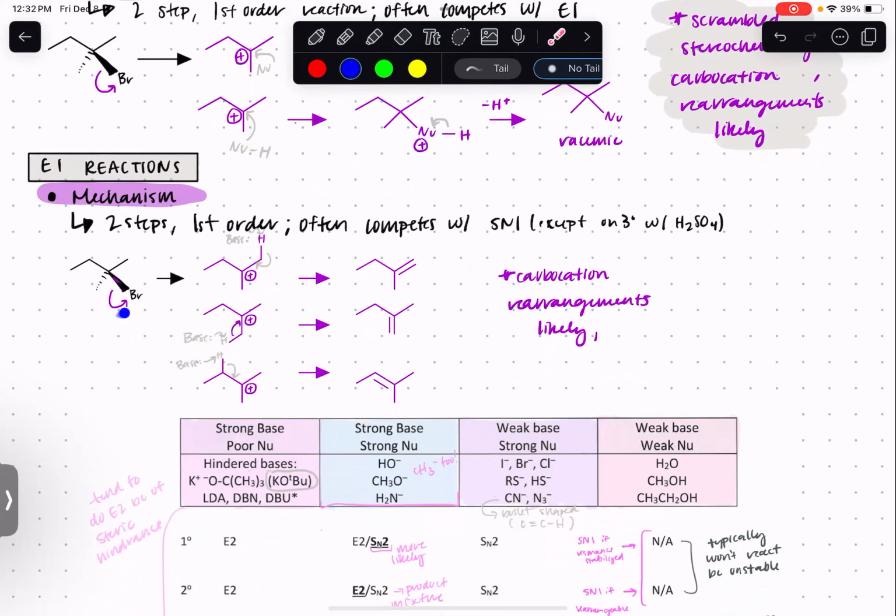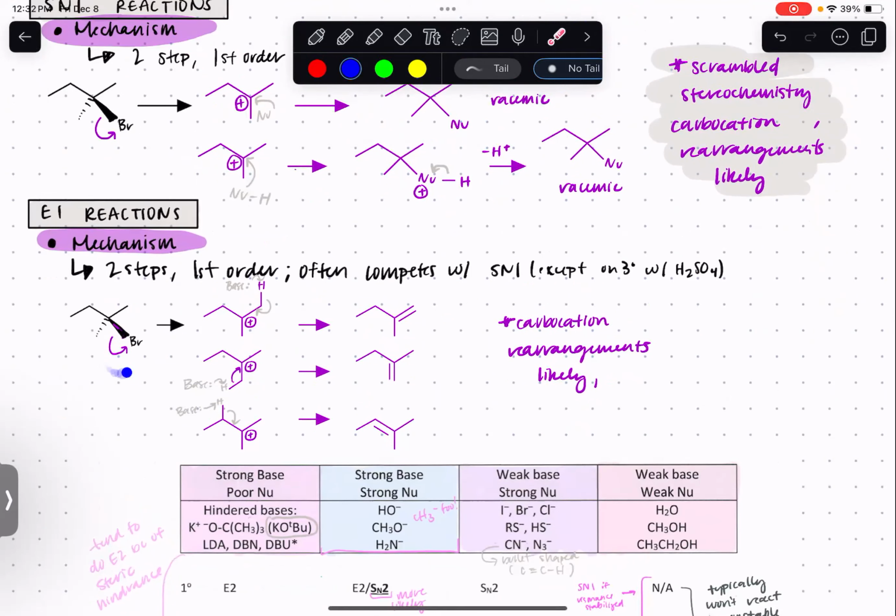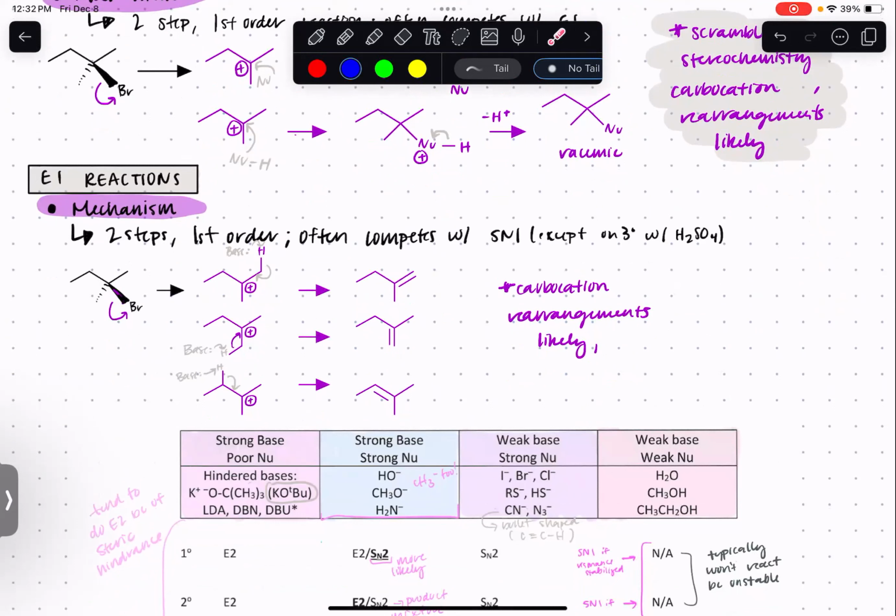So we're starting with the same molecule here. If we were to get E1 instead of SN1, our carbocation is going to be in the same spot, but now we're just looking at hydrogens on adjacent carbons. So this carbon has a hydrogen on it. This carbon also has a hydrogen on it. And then this one over here.